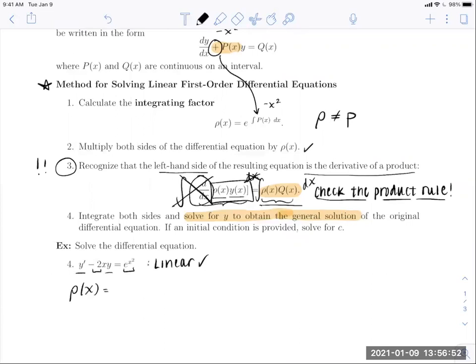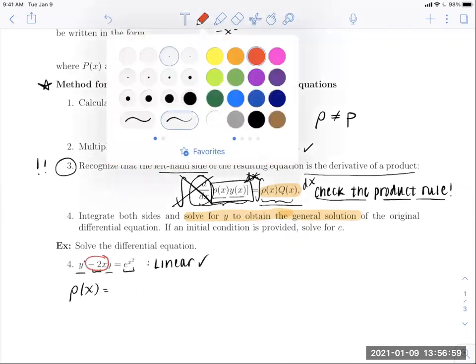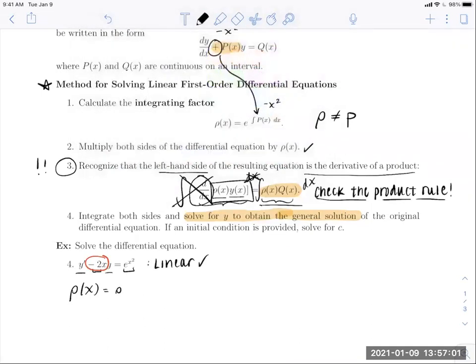So here again is where you need to be very careful. Make sure you include that negative sign in when you're calculating your integrating factor. So it's e to the integral of negative 2x dx. And so when I integrate negative 2x, I get an e to the negative x squared.